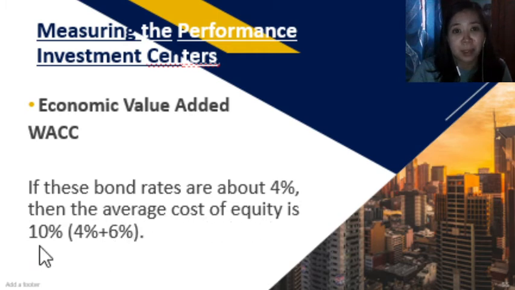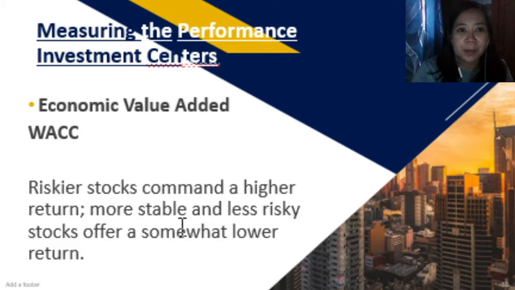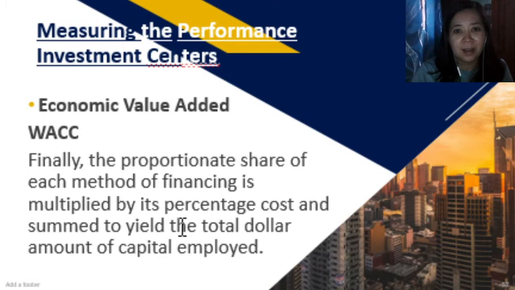So that's 10%. So this is how you calculate the weighted average cost of capital. Riskier stocks, as mentioned, have higher returns, whereas more stable and less risky ones offer lower returns. That is actually the concept of investment: the higher the risk, the higher the return. The lower the risk, the lower the return.